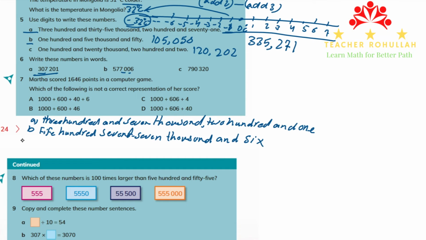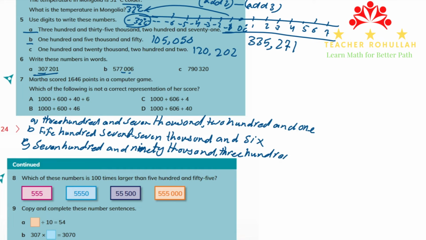And for part C, we have, let me write C here, 790,000. So 700 and 90, 790,000, 320. So we are done with question 6, where we had to change the numbers given in digits to words.